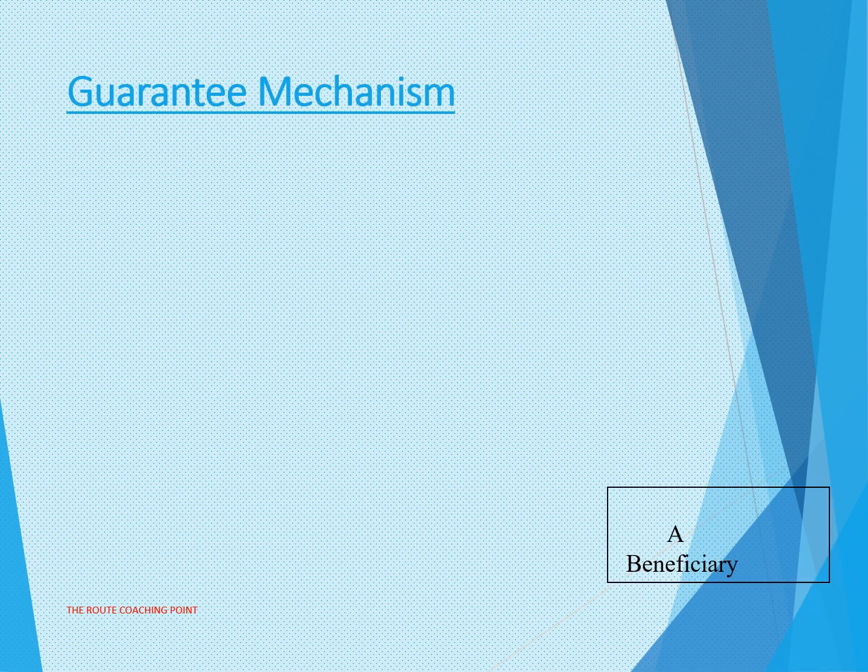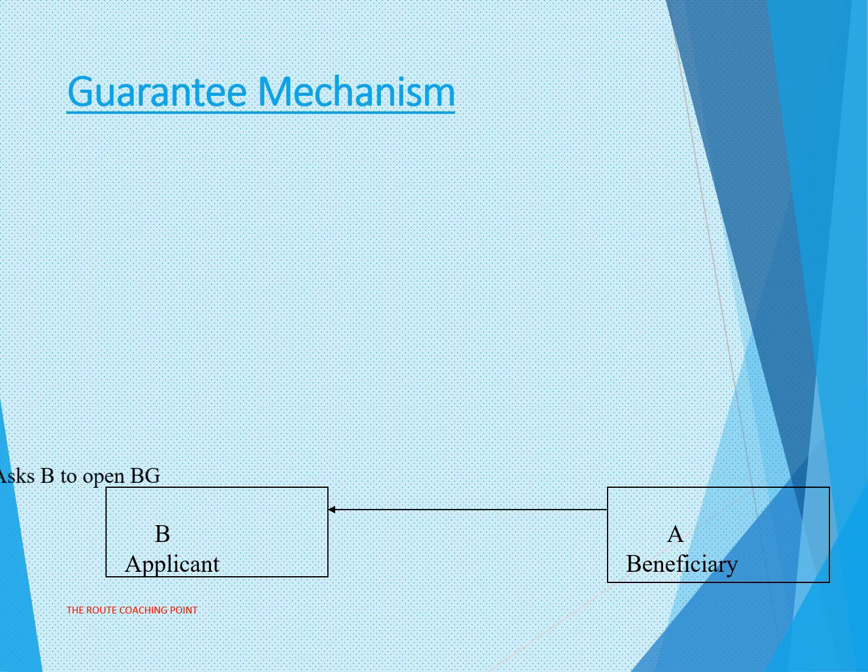Now how the guarantee mechanism works. Like we have seen in LC, the bank guarantee is simpler than LC. So applicant is B, A is the beneficiary. So here A is KMDA and B is our Dilip Buildcon.